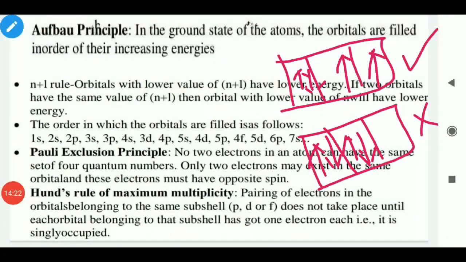Hund's rule of maximum multiplicity. Pairing of electrons in the orbitals belonging to the same subshell does not take place until each orbital belonging to that subshell has got 1 electron each. That is, it is singly occupied. Like p4 is represented by only this configuration but not this configuration.